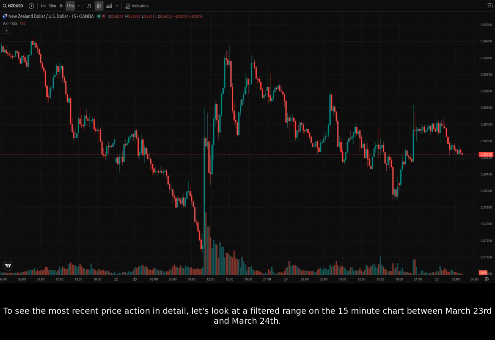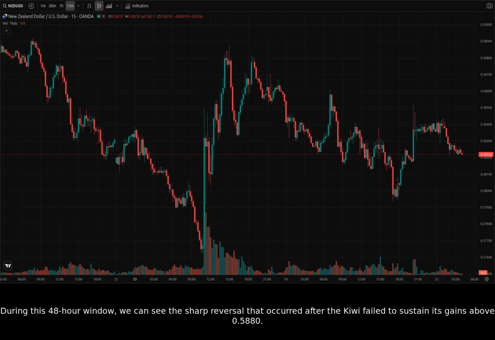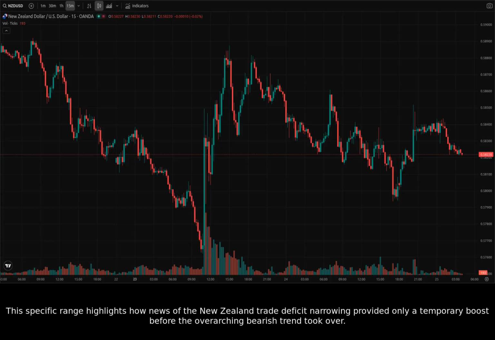To see the most recent price action in detail, let's look at a filtered range on the 15-minute chart between March 23rd and March 24th. During this 48-hour window, we can see the sharp reversal that occurred after the Kiwi failed to sustain its gains above 0.5880. The price action shows a clear double top formation near the 0.5888 level before cascading back down through 0.5850. This specific range highlights how news of the New Zealand trade deficit narrowing provided only a temporary boost before the overarching bearish trend took over.